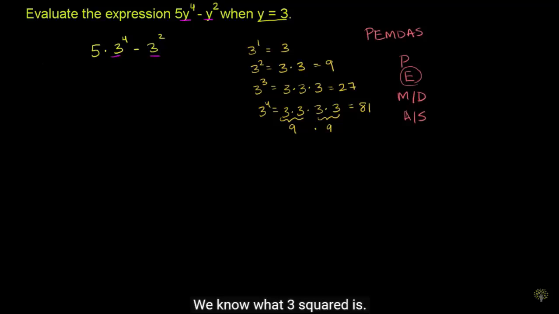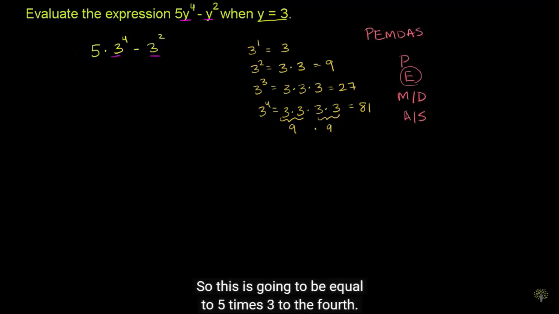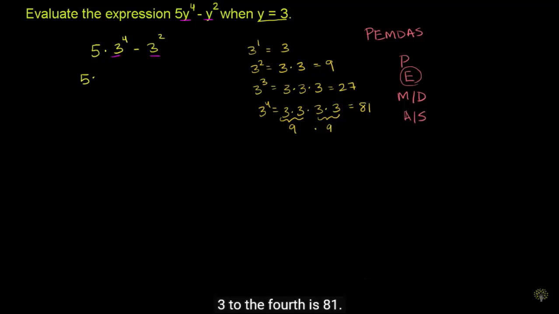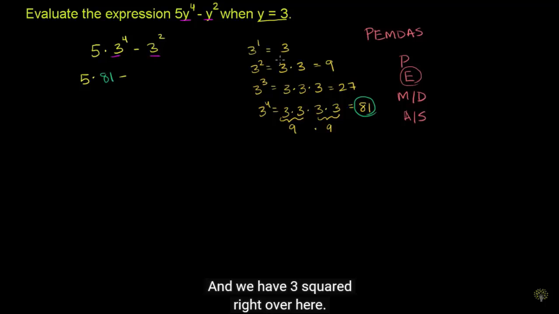We know what 3 squared is. Let's just put it in the expression. So this is going to be equal to 5 times 3 to the fourth. 3 to the fourth is 81. So 5 times 81 minus 3 squared. And we have 3 squared right over here. It is equal to 9. 5 times 81 minus 9.